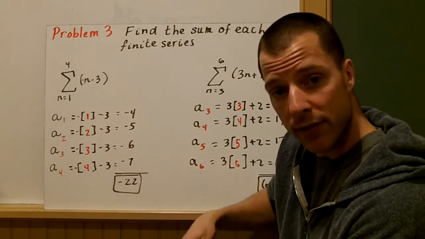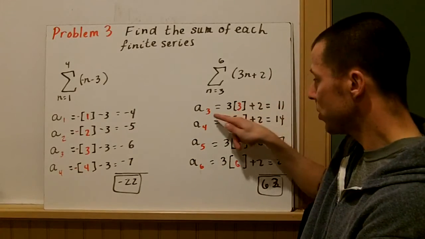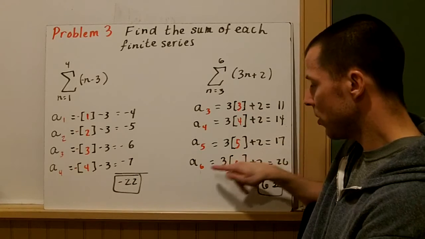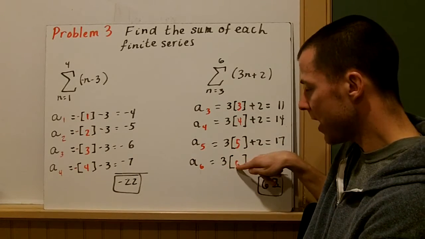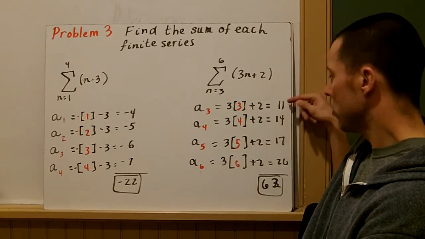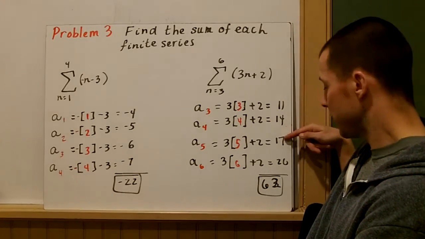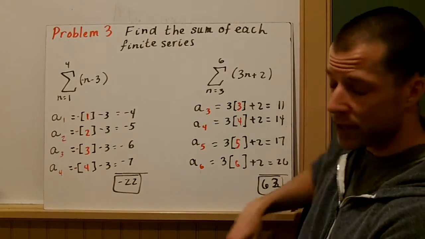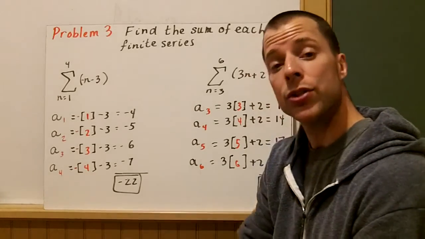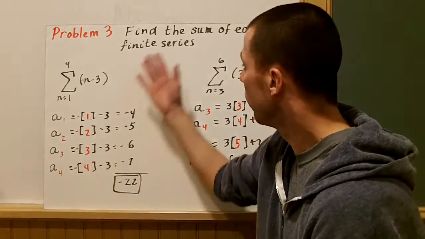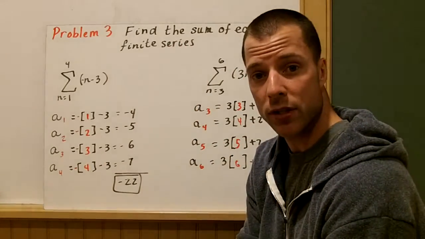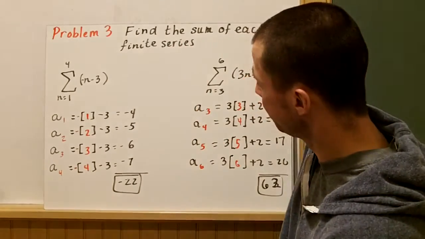Just like I did in the previous example, we're going to substitute 3 in for n. And I go ahead and do that in each case. Notice how the a sub n matches n here. Okay, we get 11, 14, 17, and 20 for a total of 62 when we take that sum. So that's how we find the sum of a finite series when we're given the summation formula.